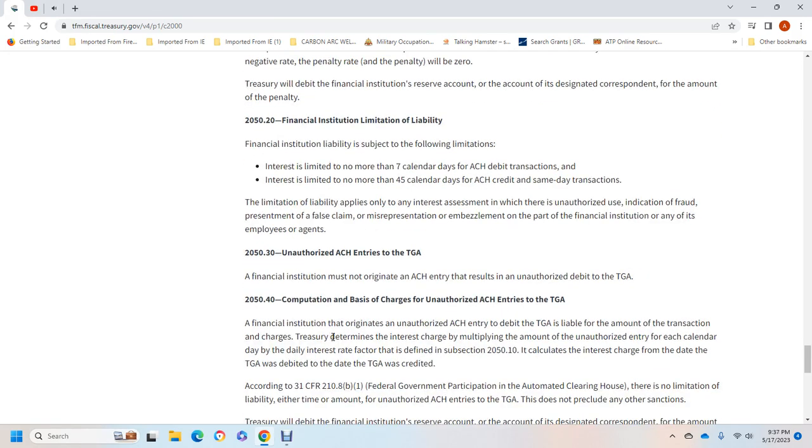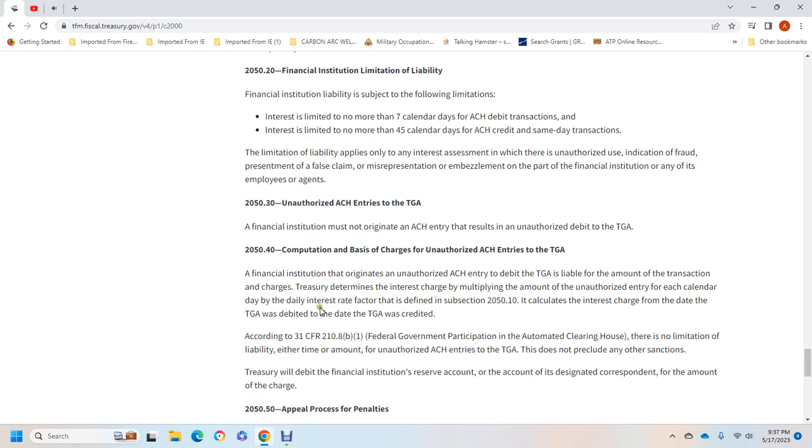2050.30, unauthorized Automatic Clearinghouse entry for the Treasury General Account. A financial institution may not originate an Automatic Clearinghouse entry that results in an unauthorized debit to the Treasury General Account. 2050.40, computation-based charge for the unauthorized Automatic Clearinghouse entry for the Treasury General Account. A financial institution that originated the unauthorized Automatic Clearinghouse entry for the debit of the Treasury General Account is liable for the amount of the transaction charged by the Treasury, and the interest rate charged is determined by multiplying the amount of the unauthorized entry by the entry for each calendar day. The daily interest factor defined in subsection 2050.10 calculates the interest charged from the date the Treasury General Account was debited to the date the Treasury General Account was credited.